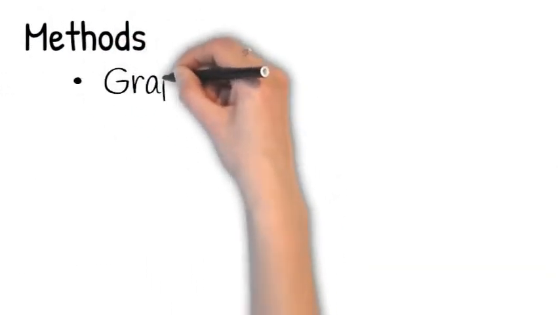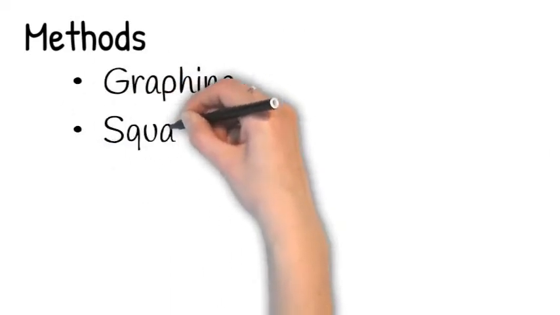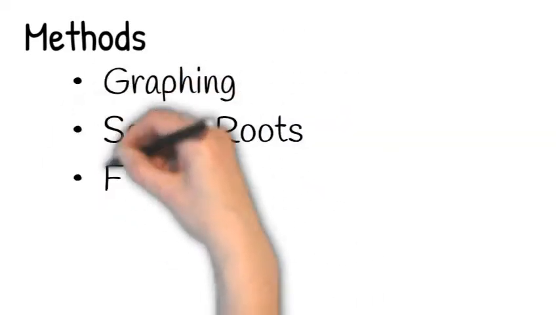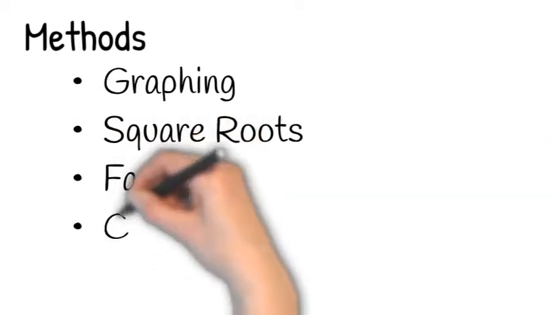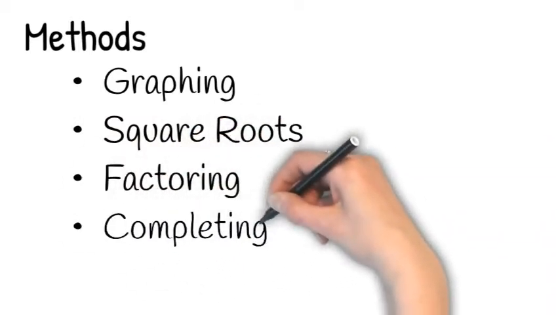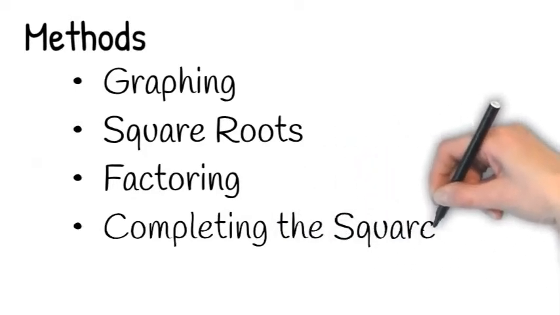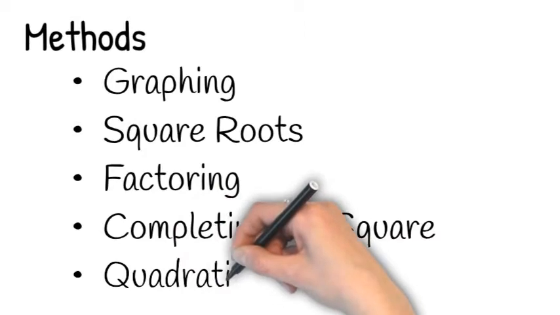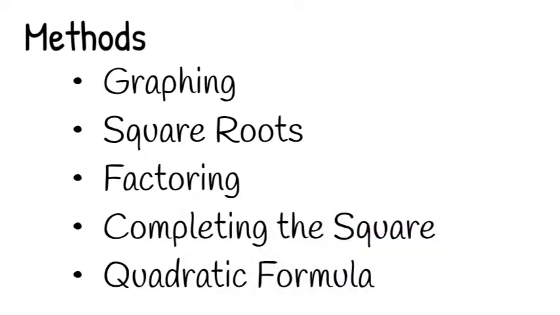Now, we have learned several methods to help us solve quadratic equations. We've learned graphing, square roots, factoring, completing the square, and now the quadratic formula. Completing the square and the quadratic formula can be used for any quadratic equation. Graphing is best used if it's in vertex form, and square roots needs one side being squared equals a number, and factoring, not everything is factorable.